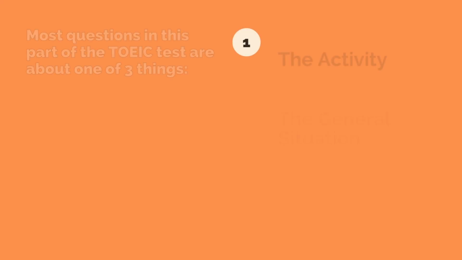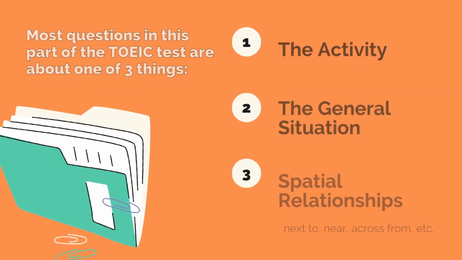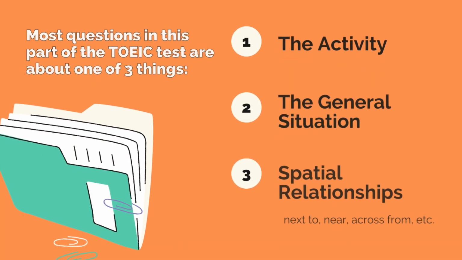In the photograph section, most verbs are in the simple present or present continuous, or present progressive, tense, and they are very short sentences. You should also know that most questions in this part of the TOEIC test are about one of 3 things: the activity, the general situation, and spatial relationships, so phrases like next to, near, across from, etc.